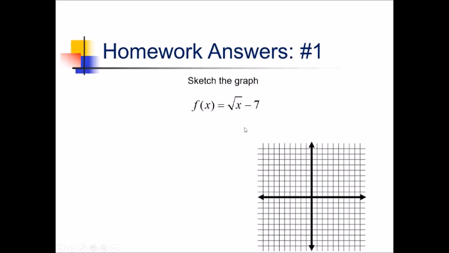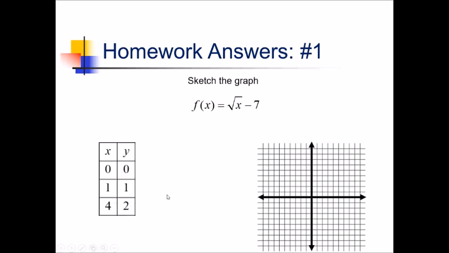To graph this square root, I'm going to first start with a table of values for the original function: 0, 0, 1, 1, and 4, 2. Those are the points I always use for square root. And then I'm going to transform them.